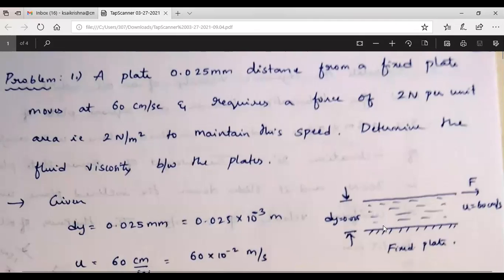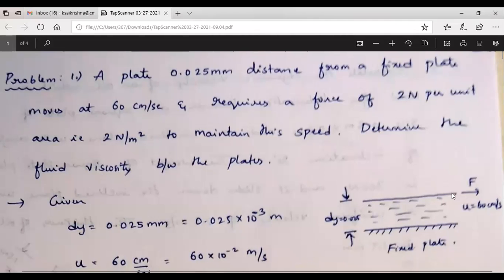So see the figure here. These are the plates here. In between there is some fluid. Which fluid is inside here? He said just a fluid, right? So the down plate here, are you able to see this cursor? See the cursor where I'm showing. So the down plate is fixed.